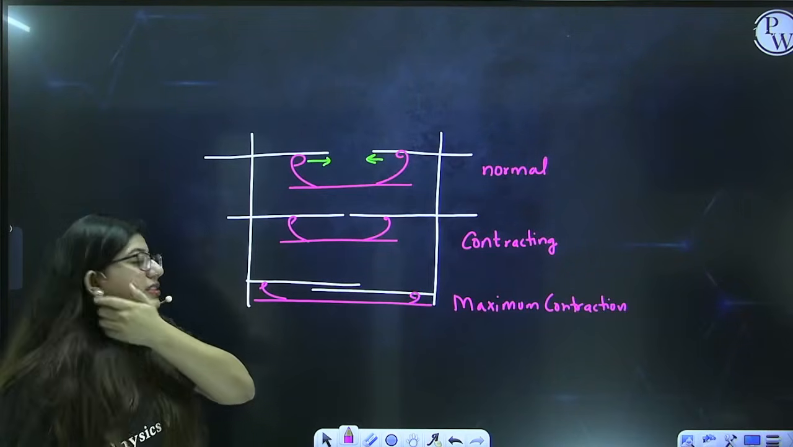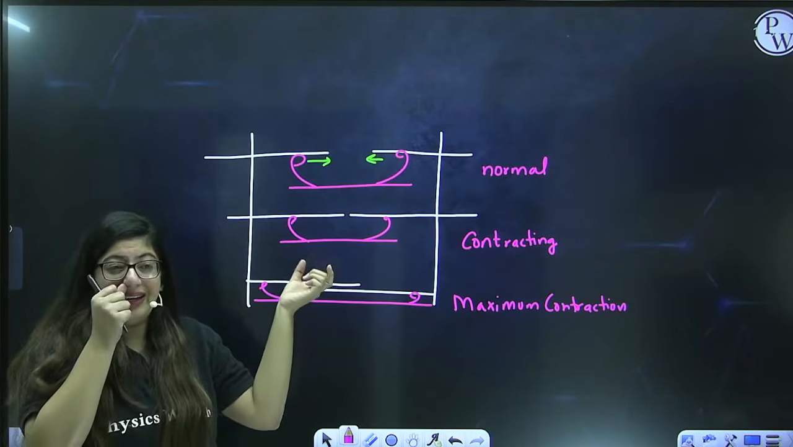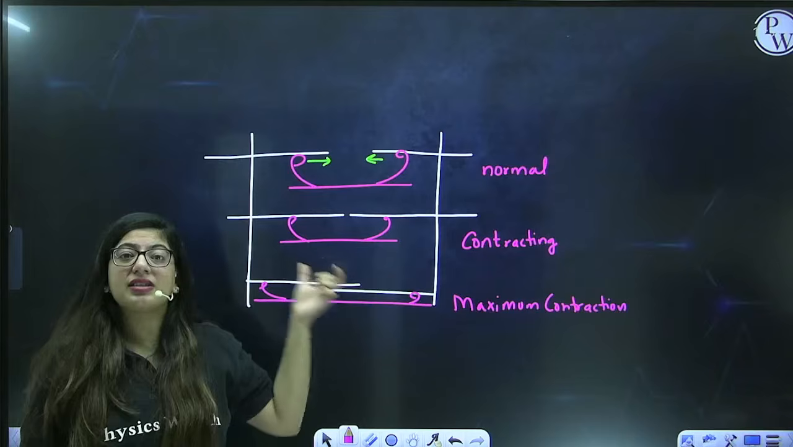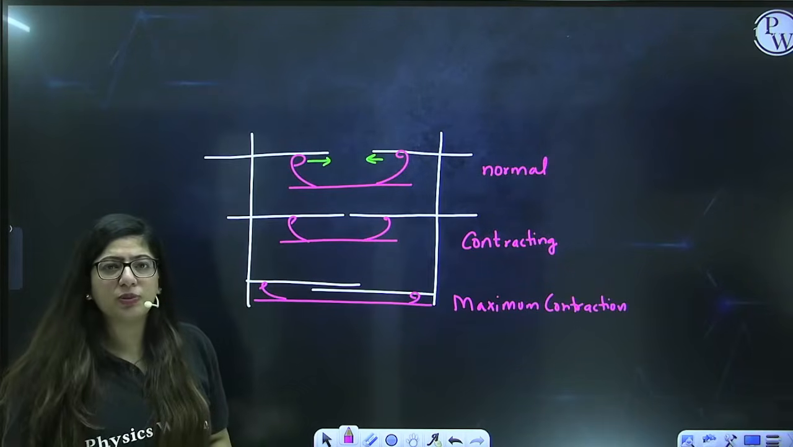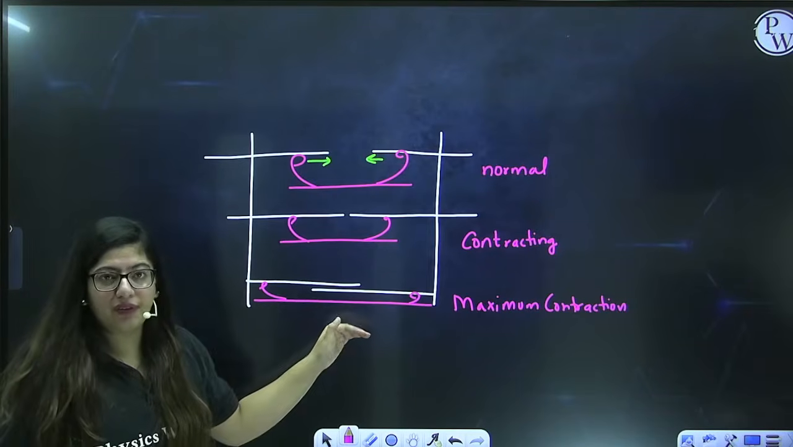Second point to note here is that when it is contracting, the length of the fibers remains the same. Can you see anywhere the length has been reduced? No, the length remains the same. There is only overlapping of the filaments.